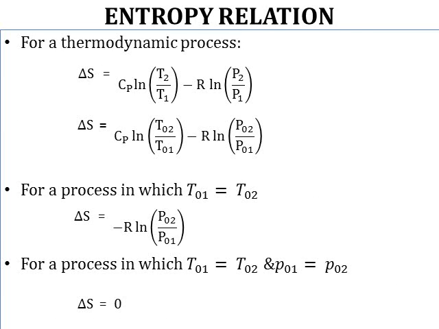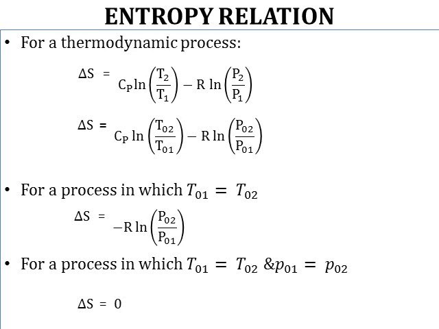Now let us discuss how we can express the entropy relation in terms of stagnation condition. For a thermodynamic process, we can say that the change in entropy delta S is equal to Cp natural log of T2 by T1 minus R natural log of P2 by P1. This equation is developed by mathematical rearrangement of TdS relations.